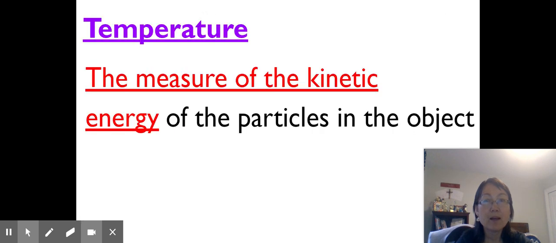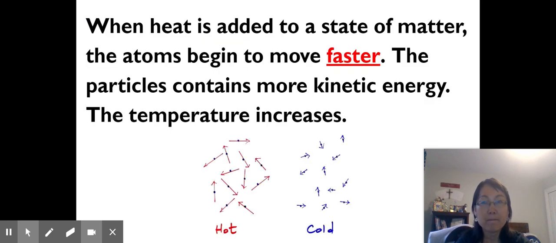Okay, so how do we measure the amount of kinetic energy in any object? Temperature is basically the measure of the kinetic energy of the particles in the object. We normally measure the temperature, right? Higher temperature means it contains more energy, meaning the particles in there are moving faster. Lower temperature means it contains less kinetic energy and the particles in there are moving slower.